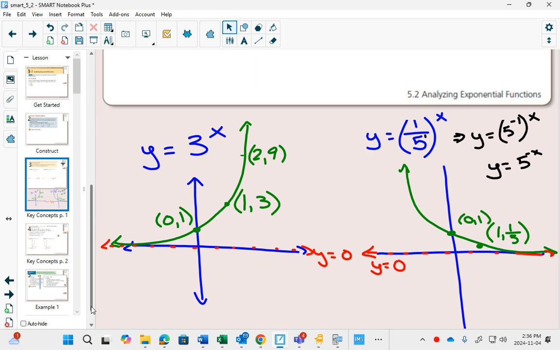Now 5 to the positive x, can you see, would look very much like our 3 to the x graph on the left. It just would have (1, 5) instead of (1, 3). If you think of transformations, what does a negative do when it's beside the x? What kind of reflection? Horizontal reflection. Can you see that if you took this one and flipped it, it would look like this one? And so that's why our fraction ones are decreasing, because technically they're just a regular one with a negative flip in it already.